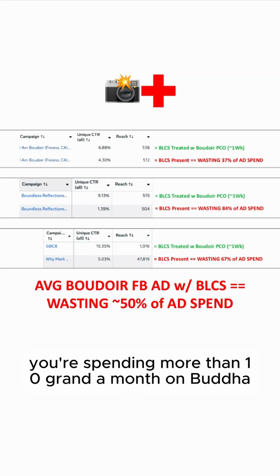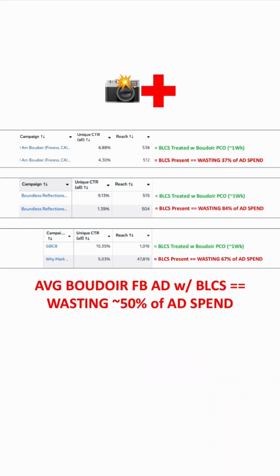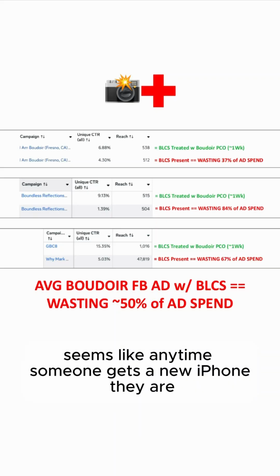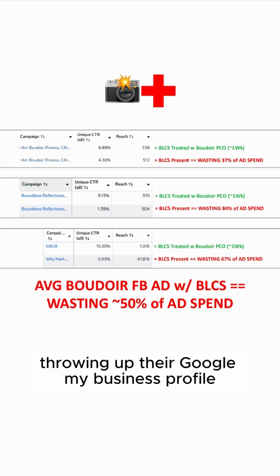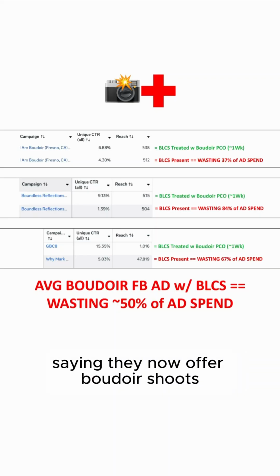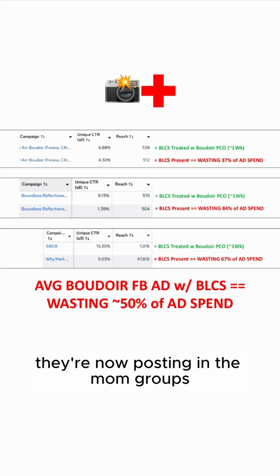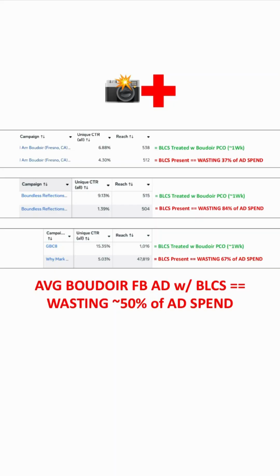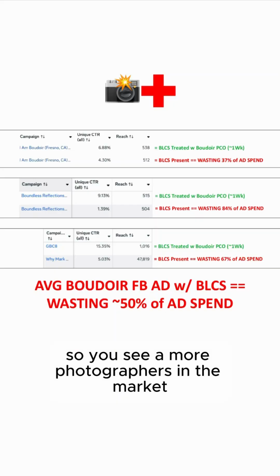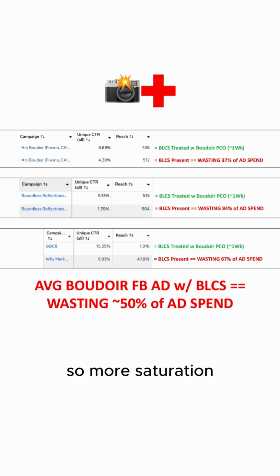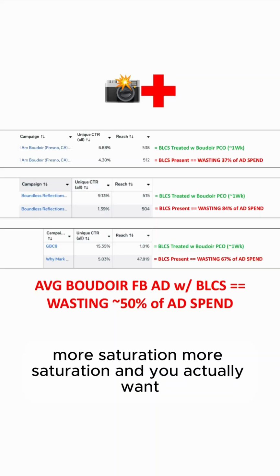and you're spending more than 10 grand a month on Boudoir Facebook ads, and you're looking into the marketplace, seeing more Boudoir photographers entering the market every single day. Seems like anytime someone gets a new iPhone, they are throwing up their Google My Business profile, saying they now offer boudoir shoots, or if they get a new camera, they're now posting in the mom groups, saying they now offer boudoir shoots. So you see more boudoir photographers in the market competing for the same number of buyers. So more saturation, more saturation, more saturation.